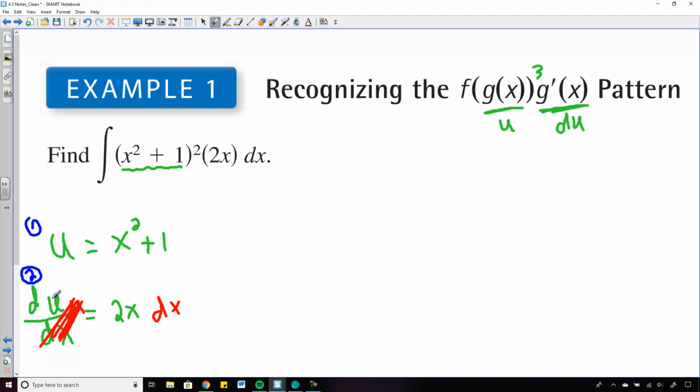So you see what we did. We did du with respect to x, derivative of u with respect to x. We took it, and we end up with 2x, and then we just put the dx over here. So now the u's are on the left, the x's are on the right. That's all good. So now, step 3 is to rewrite your integral with the u and potentially the du.